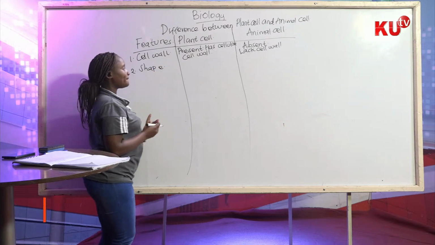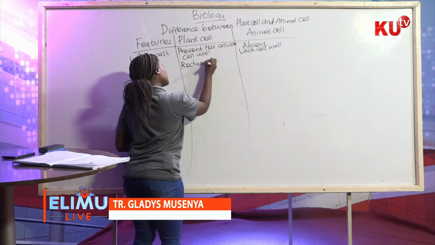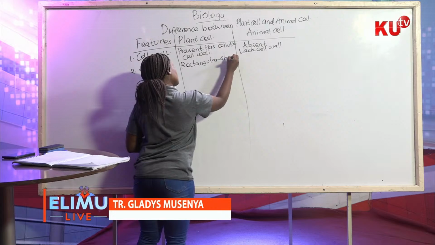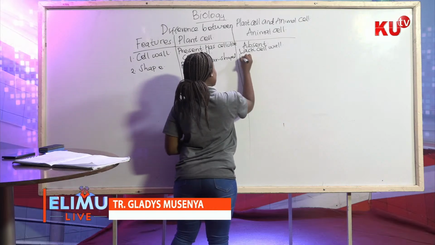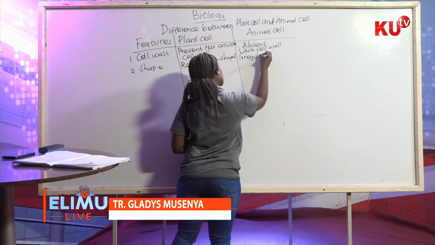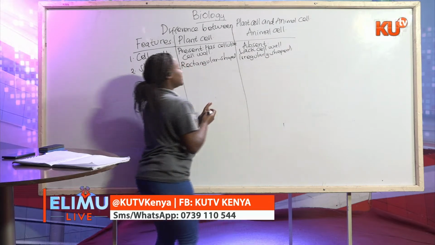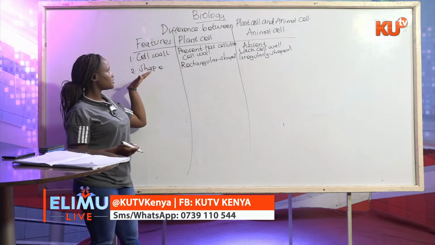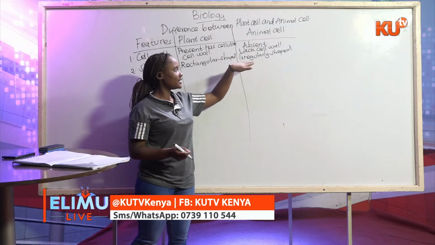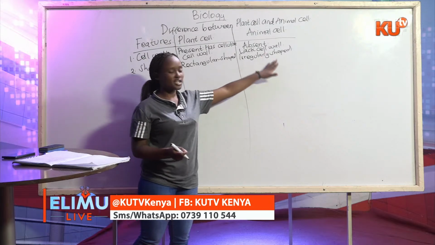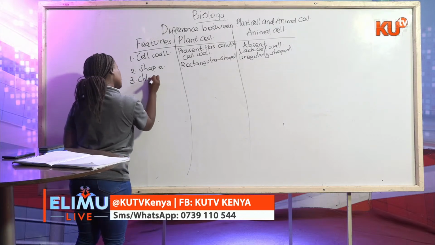The shape of the plant cell is rectangular, and in animal cell it is irregularly shaped. In the plant cell, the shape is rectangular, and in animal cell it is irregularly shaped. Now we go to our third feature: chloroplast.